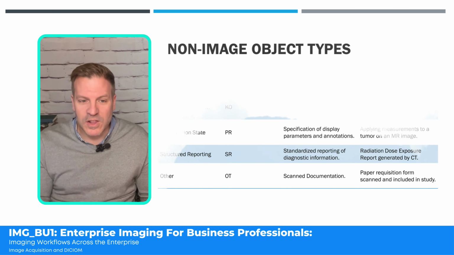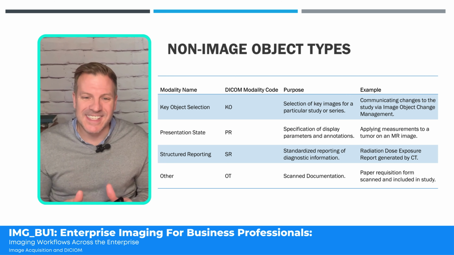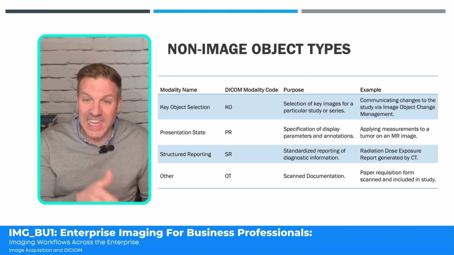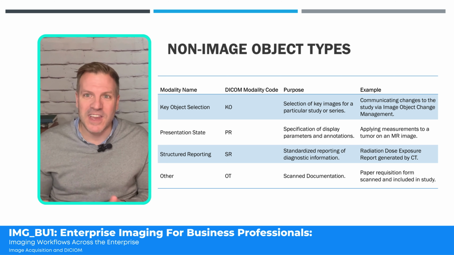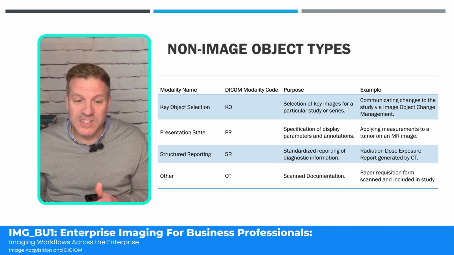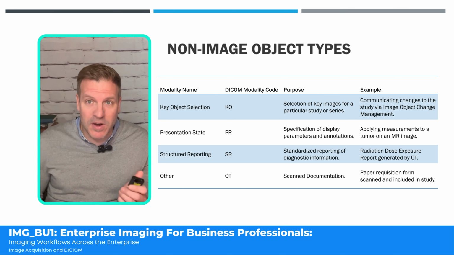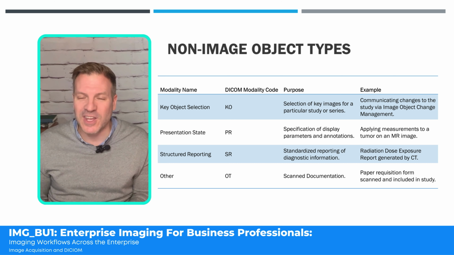Now, when we just think of how these are instances, they actually do have their own modality code. Key objects are identified as KO in the DICOM modality code. A presentation state would be identified as PR. Structured report is SR. And in those cases where we're scanning a piece of paper in, the DICOM modality code would often be OT.